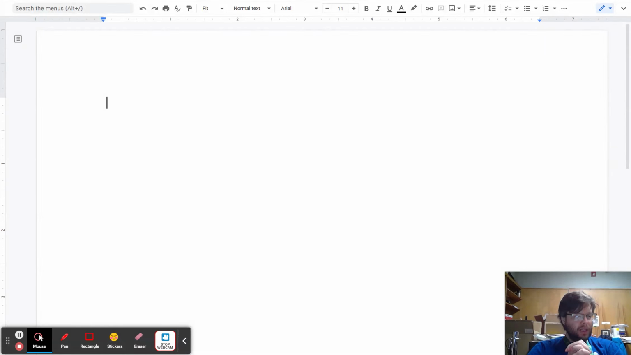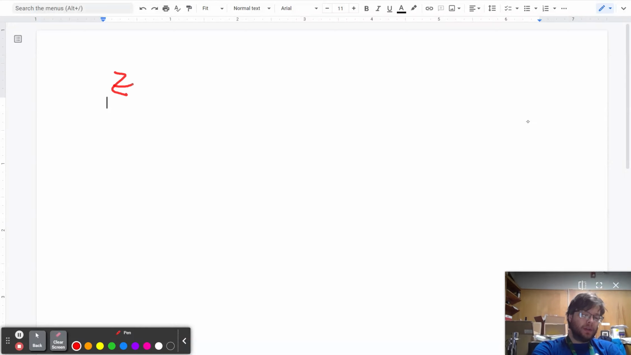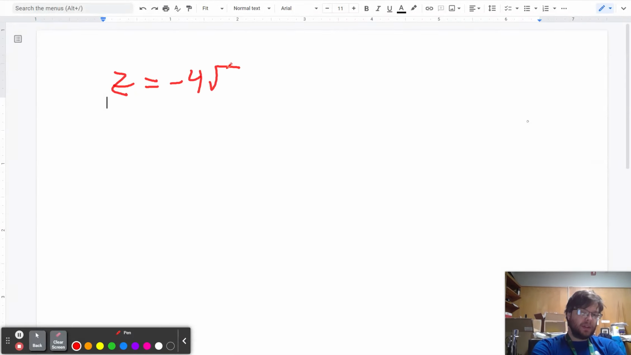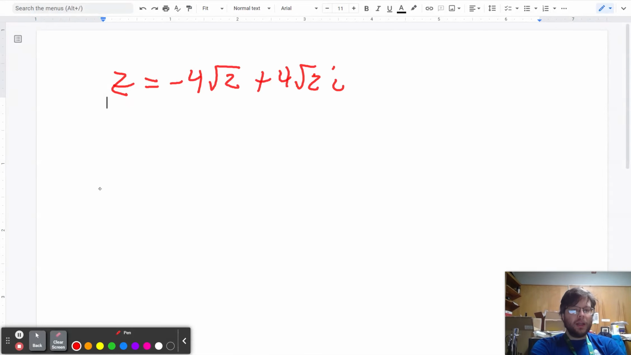All right, so we're looking at one more example converting different forms of complex numbers here. So we've got a complex number written like this: negative 4 root 2 plus 4 root 2i. And I'm going to write this in Euler's form.